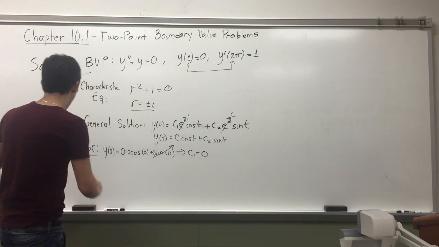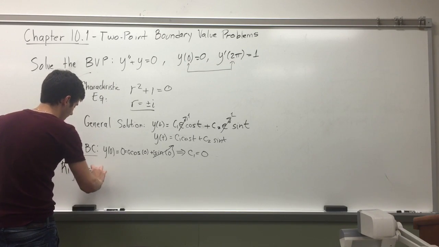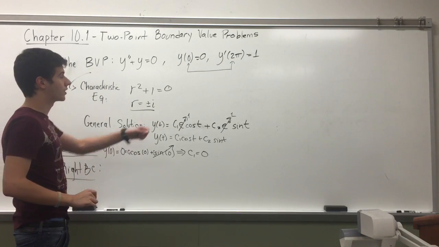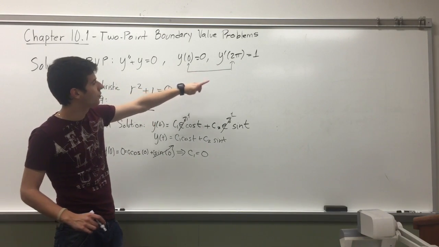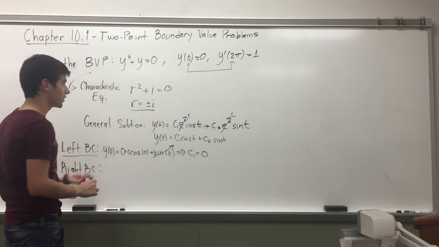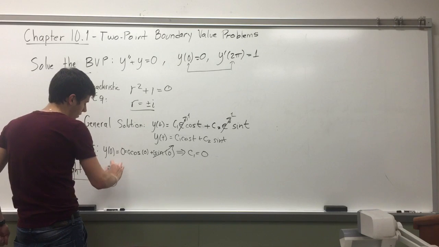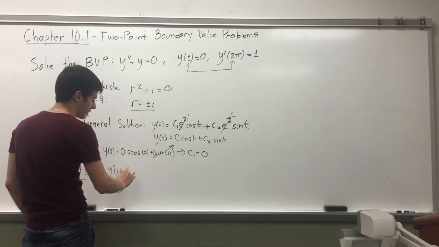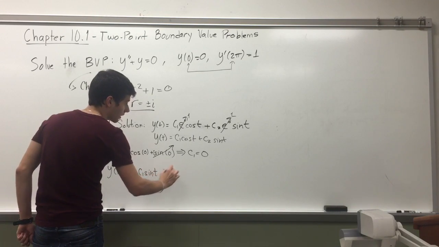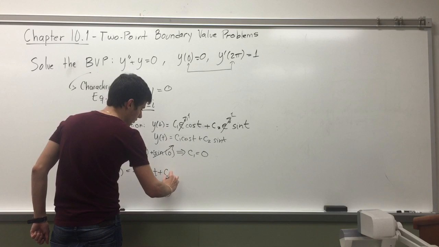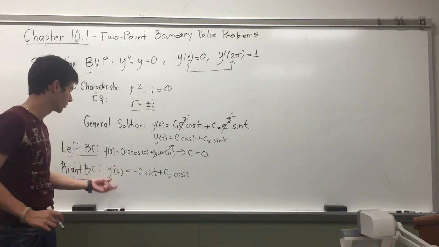Now, what about the right boundary condition? The right boundary condition is just that y prime of 2 pi is equal to 1. Well, let's first take the derivative of our general solution. So the derivative of our general solution is y prime of t is equal to negative C1 sine of t plus C2 cosine of t. That is the derivative of our general solution.